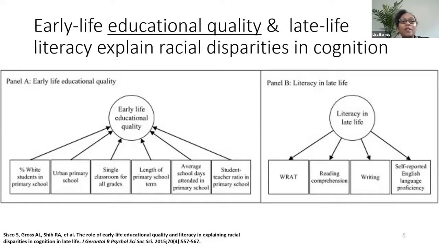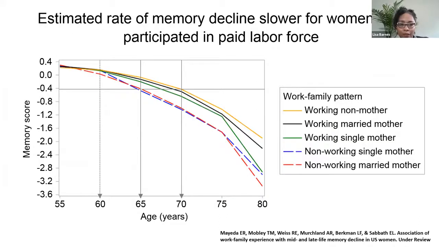And they found that these two things together accounted for racial disparities in cognition and level of cognition, but not change. It reduced the racial difference by about 1/3. Another way that you can use social determinants, though, is to look at within group differences.